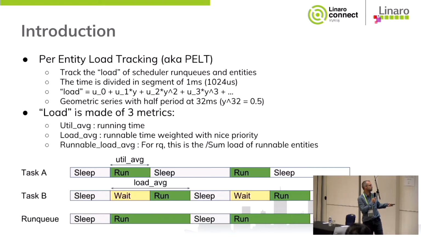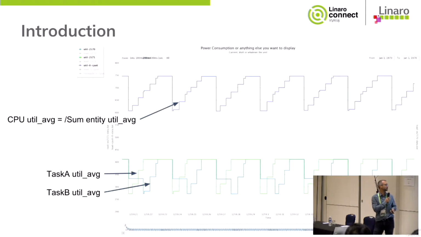So that just describes what I was mentioning. The util average value is just the run part, whereas the load average includes the waiting part in the run queue. The run part is the sum of all the running parts. So this gives you a chart of the utilization.